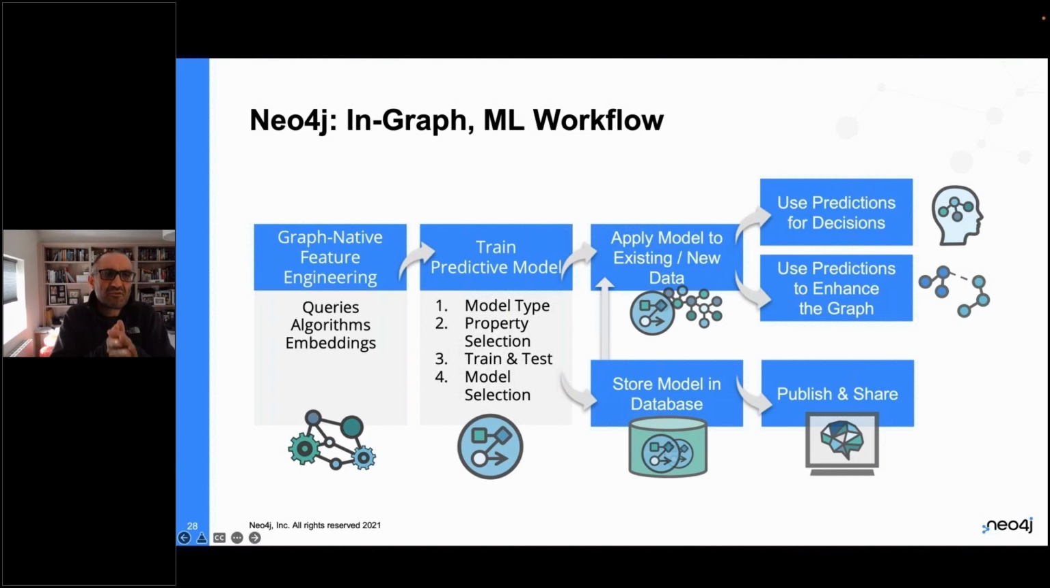Once we've got a model, we can then straightforwardly use that for predictions and decision making, or we can use those predictions to enhance the graph, which is something I particularly like because we get feedback back into the original graph, which enriches it and makes it better the next time we use it. And then ultimately, finally, we can also publish and share that model for collaboration with our colleagues.